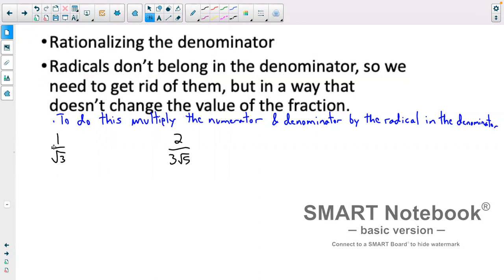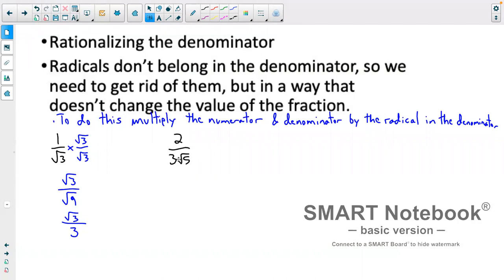So for example, if this first one, we have 1 over root 3, our radical in our denominator is root 3. So we'll multiply the top and bottom by root 3. In doing so, we're not changing the value because root 3 divided by root 3 is the same as multiplying by 1. So 1 times root 3 is root 3. Root 3 times root 3 is root 9. Root 3, we can't simplify. We can take the square root of 9. So we have root 3 over 3. So we no longer have a radical in our denominator.